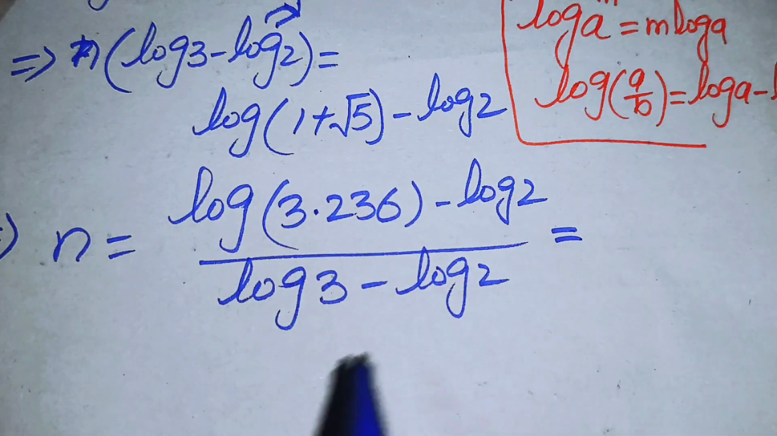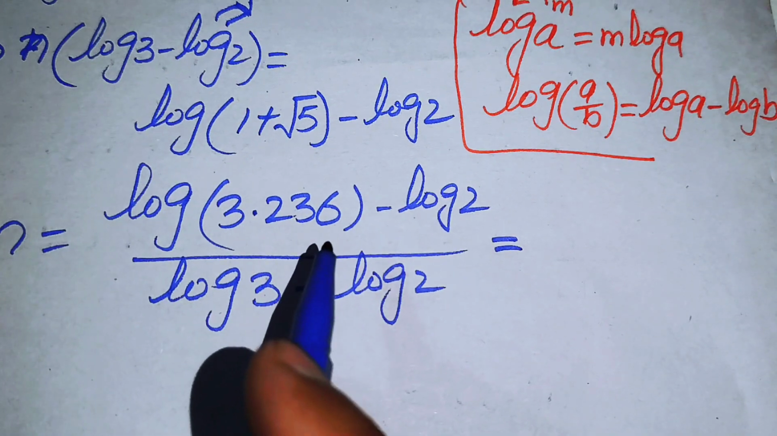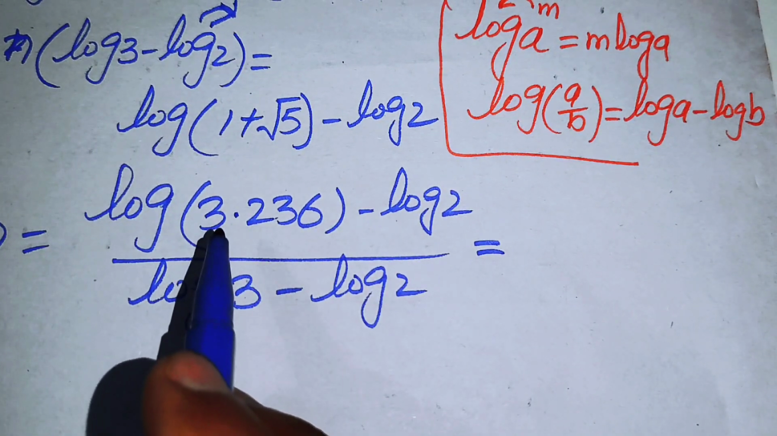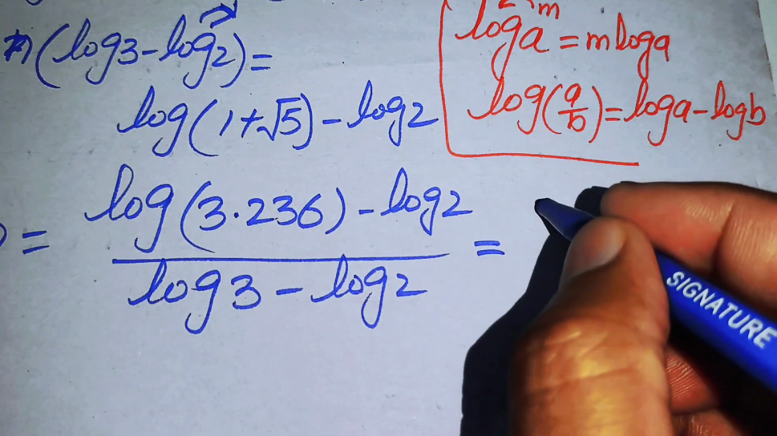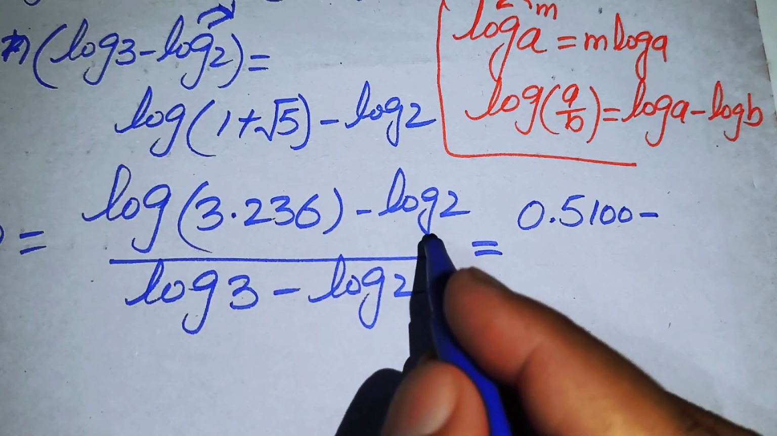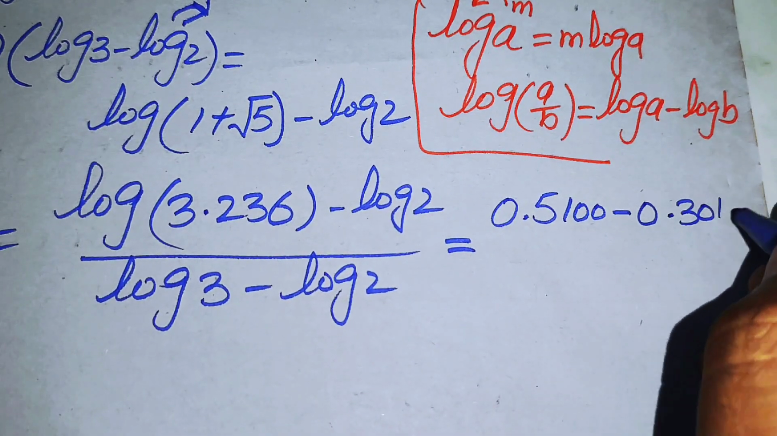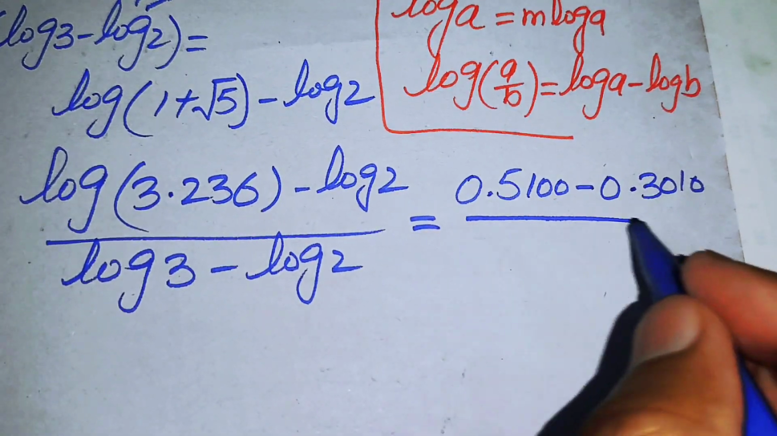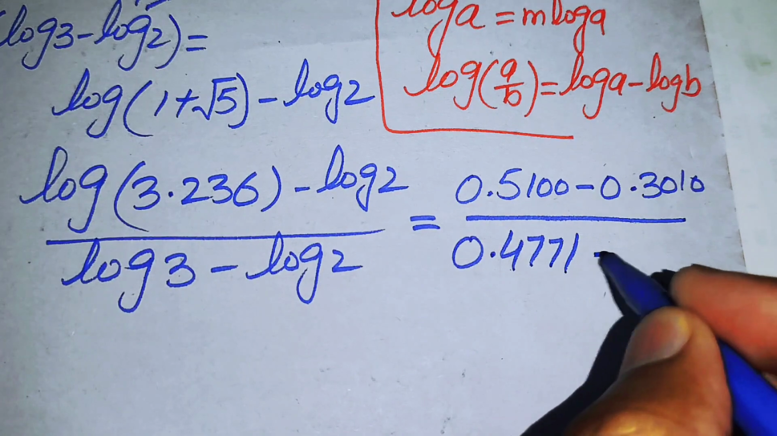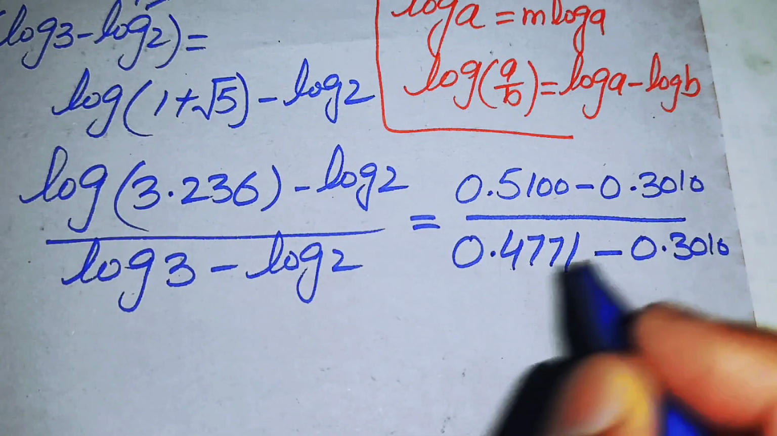And now you can again use the calculator in order to find the values of all these logarithmic terms, so that the value of log 3.236 is 0.5100 minus the value of log 2 is 0.3010, and whole log 3 is equal to 0.4771 and log 2 is equal to 0.3010.